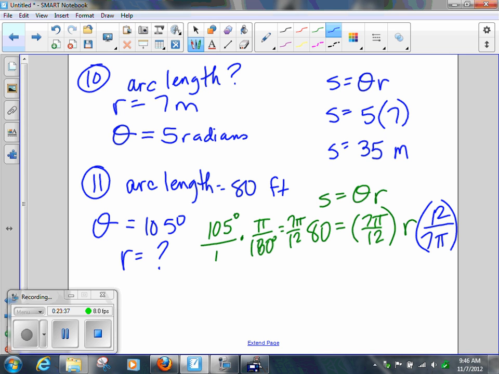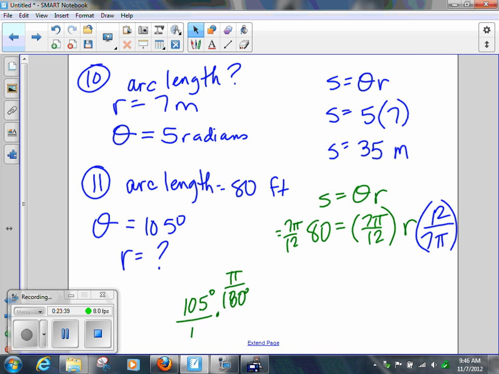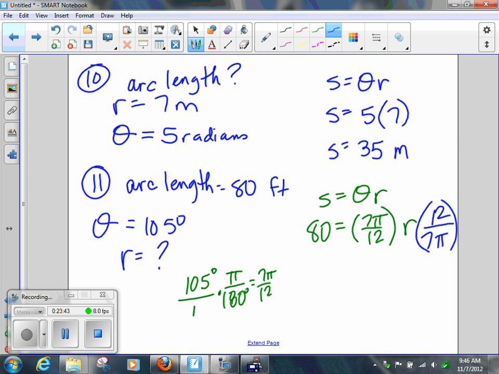Now, what you do to one side, you have to do to the other. 12 over 7 pi, 80 over 1. That's gone. Radius is equal to, it's straight multiplication across, folks.